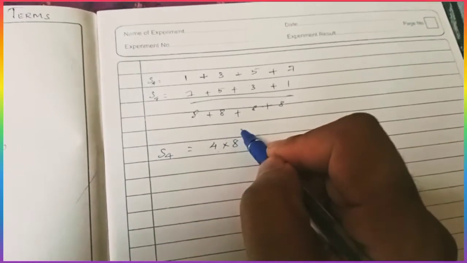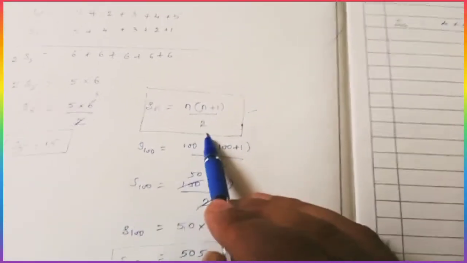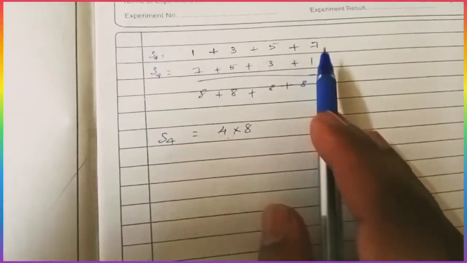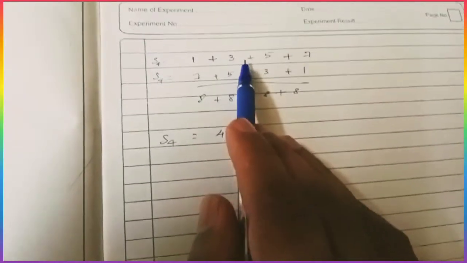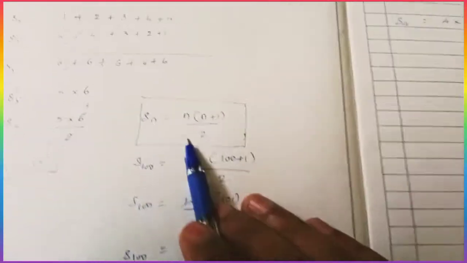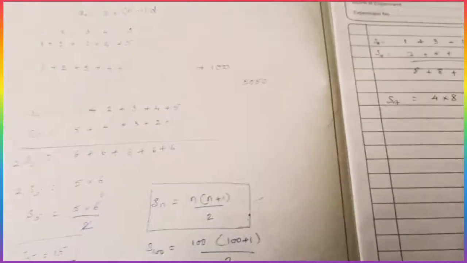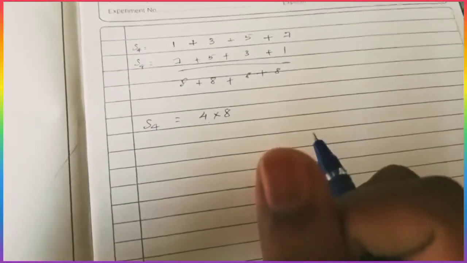So Sn is equal to n into n plus 1 by 2 is not suitable for this particular sequence. Why? Even though it is a natural number, the numbers are not continuous, so we cannot use the same formula here. This formula is only used for natural numbers which are continuous numbers. Okay friends, next, if you want to solve this type of problem, which formula do we need to use?